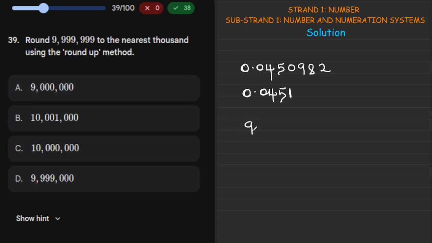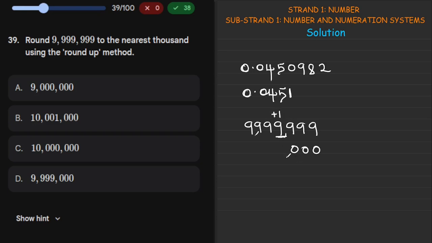The next one says we have to round this number to the nearest thousands using the round up method. So you have 9. Now, if we are rounding up, we know we need to identify the place where we want to round to. It says nearest thousands. So this is our 1000 here. And the rule simply says, let's just change the remaining to 0. And since this is round up, we'll need to add just 1 to the 9.